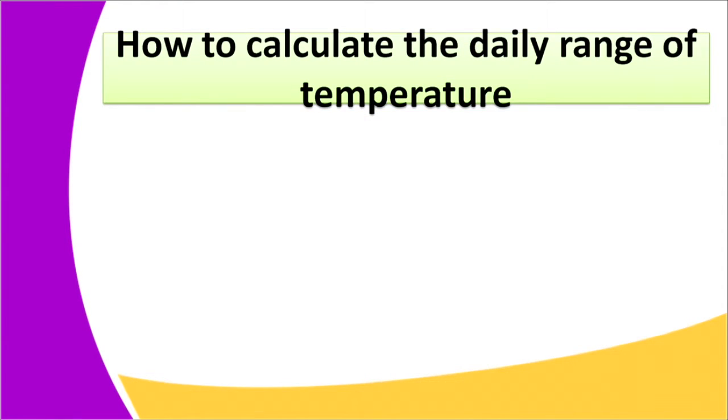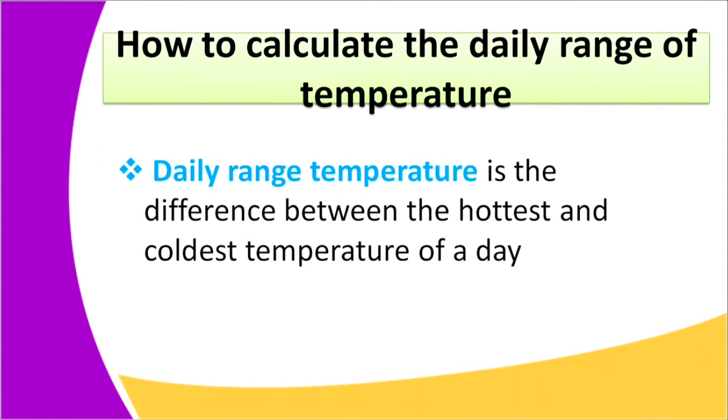How to calculate the daily range of temperature? Daily means that it occurs on a daily basis: today, tomorrow, the day before. Range is the difference between the highest and the coldest. And you already know the meaning of temperature. So let's go ahead to our lesson.